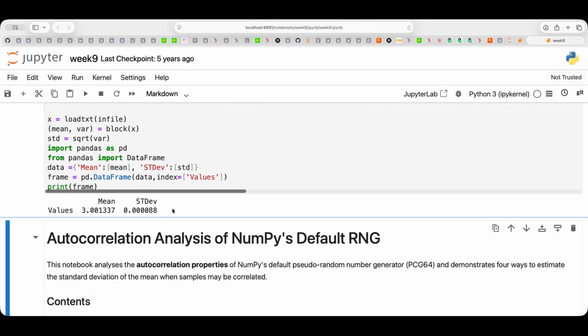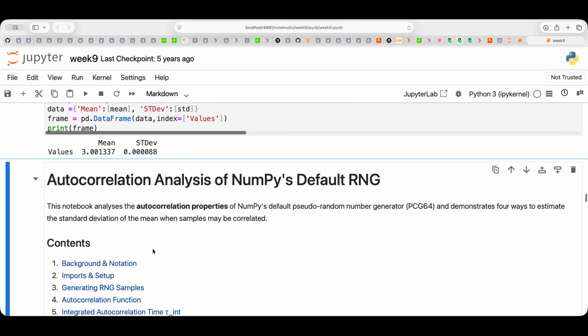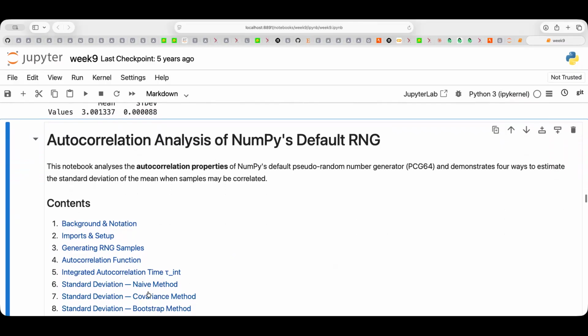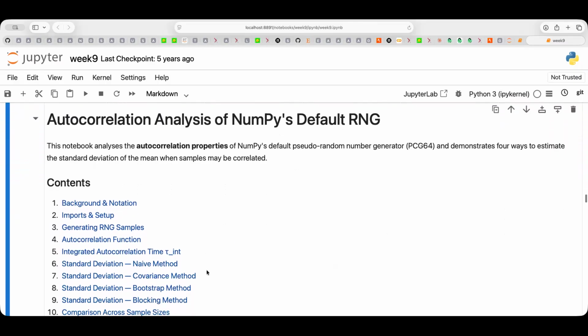So what I put in here is actually an analysis of the autocorrelation properties using NumPy's default pseudo-random number generator. So what you will find here is just a set of runs where we calculate the autocorrelation function. You can look at this autocorrelation time. We calculate the standard deviation, naive method. Then you calculate it with a covariance.